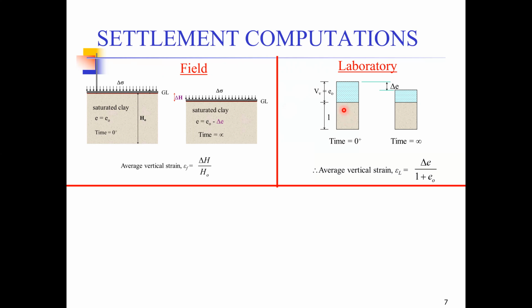Now, if our assumption is true and the sample is really undisturbed, it means when I apply 100 kilopascals of stress in the field, and when I apply the same 100 kilopascals of stress in the lab, the strains in both cases should be the same. So if we have an undisturbed soil sample, the strain in the field and the strain in the laboratory must be equal. I cannot say that the height should be the same, because height will not be the same.